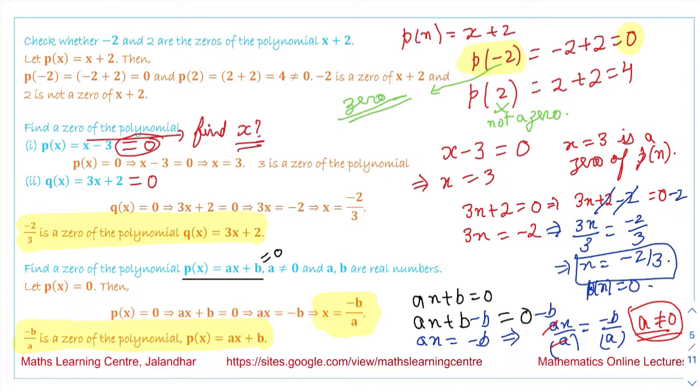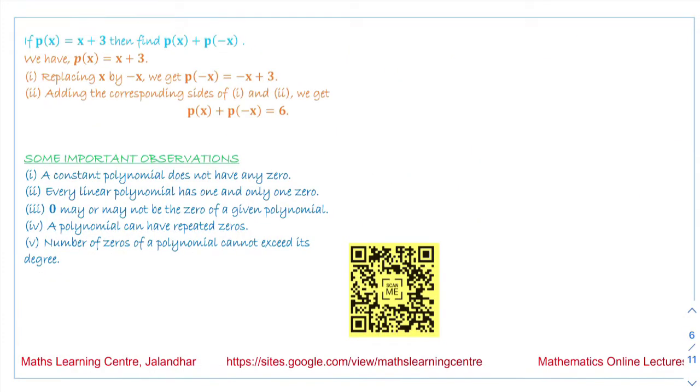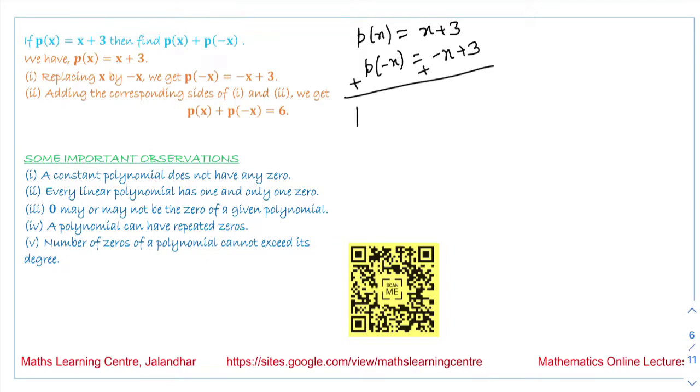Now the next question: p(x) is equal to x plus 3. This is given to us, and we have to find p of minus x. So p of minus x means we are replacing x with minus x. So it is minus x plus 3. So we have to add these two terms. When you add these two terms, you will get p(x) plus p(minus x) is equal to, this x gets cancelled and the answer will be equal to 6.